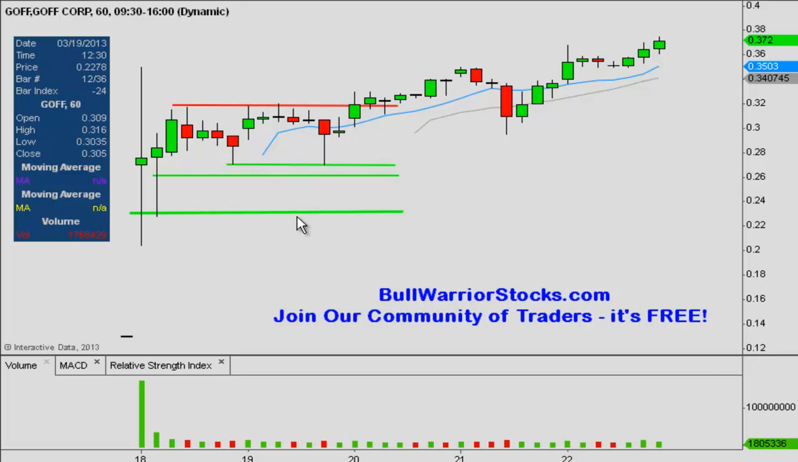So with that being said, I want to get things updated. These are the lines and support levels that I drew the last time I did the video, a few days ago. So got to get things updated. I'm just going to get rid of these. I don't want to clutter up the chart and make it too confusing. We are going to leave that one, and I'll explain why in a little bit.